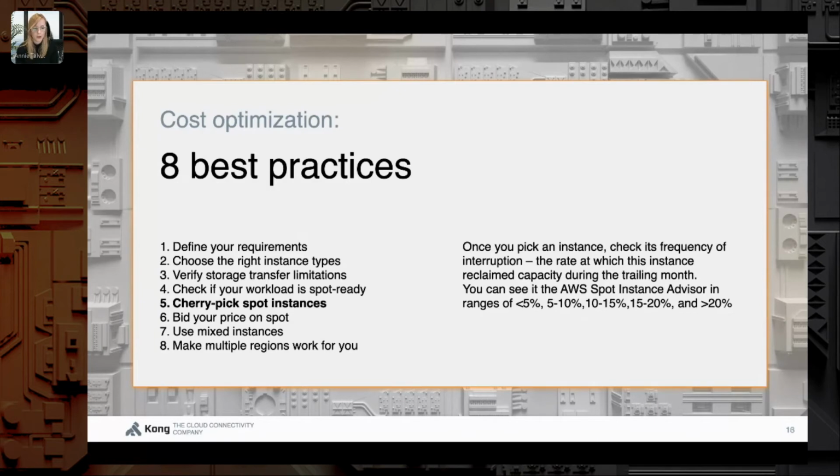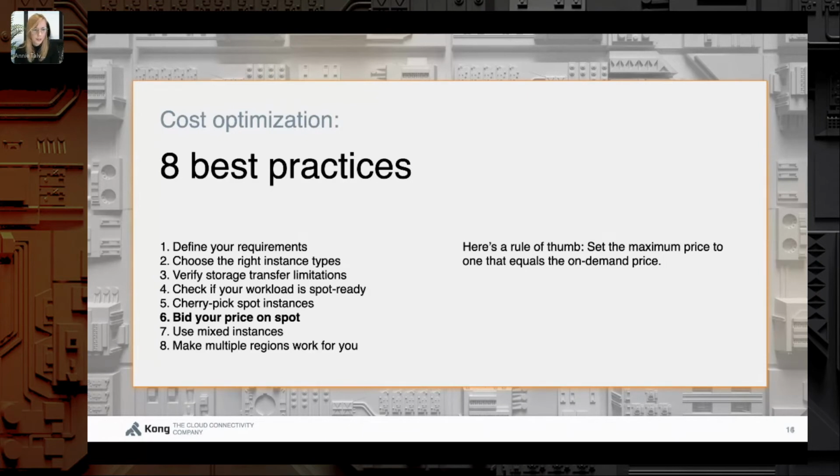AWS offers a type of spot instance that gives you an uninterrupted time guarantee for up to 6 hours in hourly increments. You just pay a little more for it and still achieve a discount on the on-demand pricing as well. Then 6 is bid your price on spot.